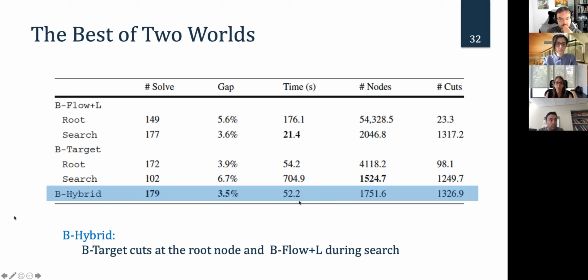Also, the runtimes were smaller, as were the gap and the number of nodes, and we added a bunch of cuts, but most of them were during search. So all in all, this is, I would say, the state of the art of all the cut generation techniques with decision diagrams.